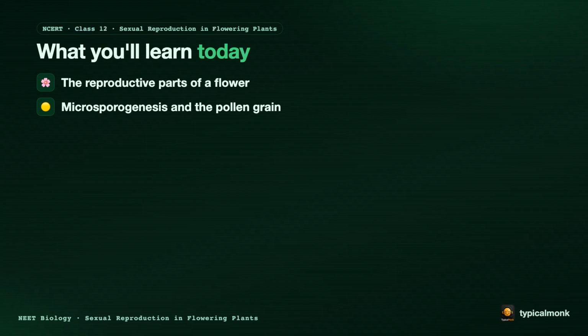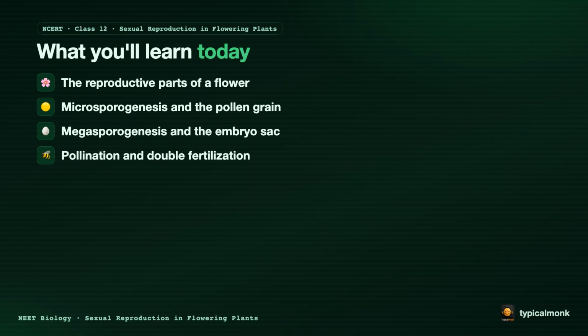First, the reproductive parts of a flower. Second, microsporogenesis and the pollen grain. Third, megasporogenesis and the embryo sac. Fourth, pollination and double fertilization. And fifth, NEET drills, that is, assertion, match, and statement.